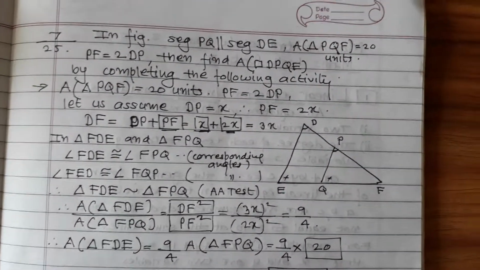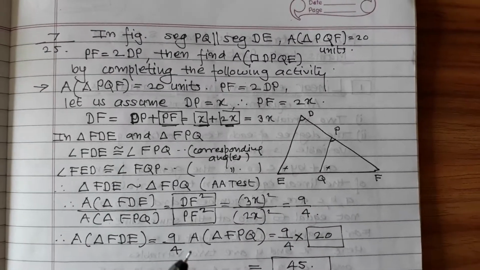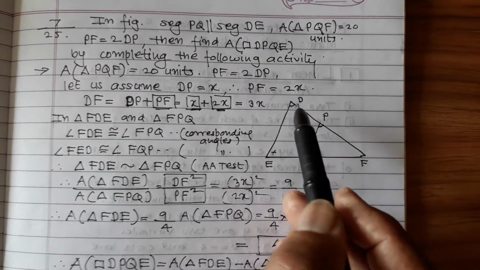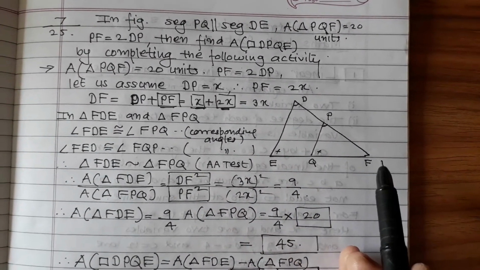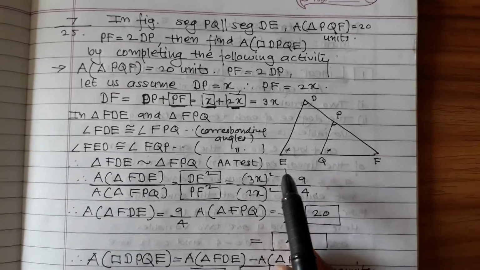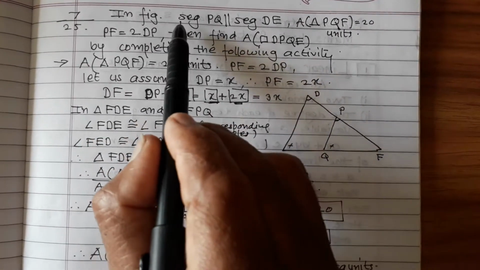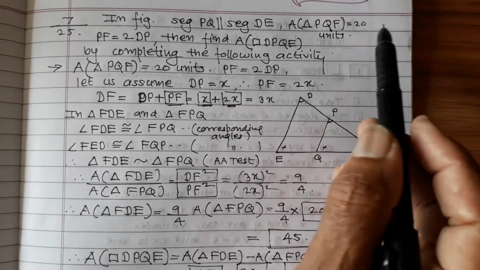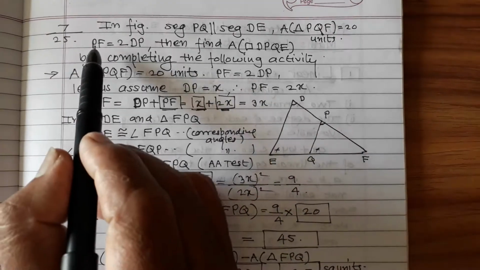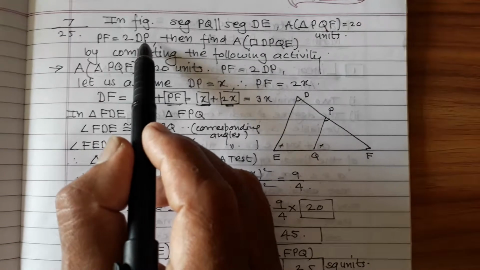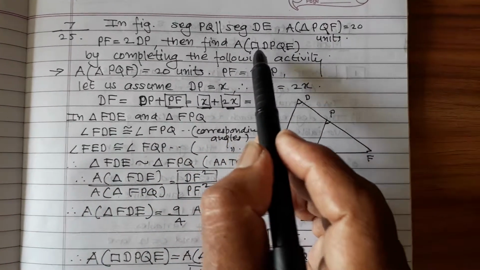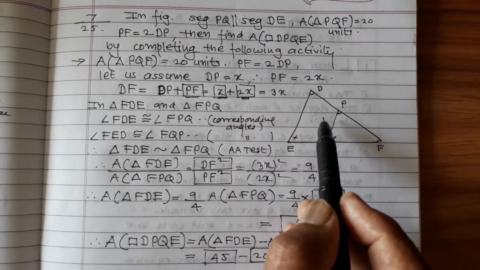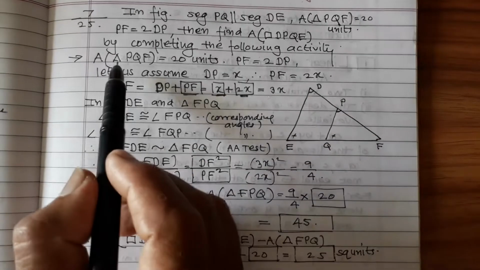Now again remember one thing, try to concentrate on what is given. One figure is given, and in this figure, this is our triangle DEF, and PQ is parallel to DE. Now in the figure, segment PQ is parallel to segment DE, area of triangle PQF is equal to 20, PF is equal to 2 DP, then find the area of quadrilateral DPQE. DPQE means this quadrilateral. By completing the following activity.